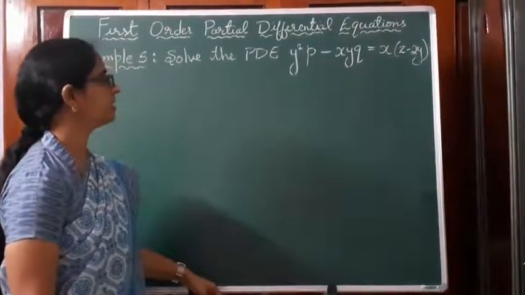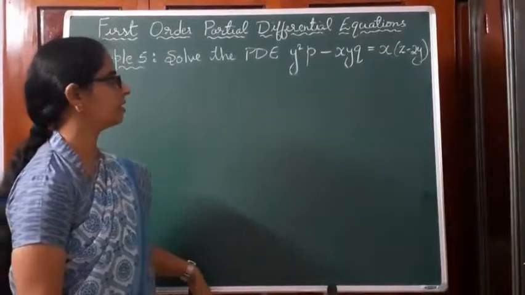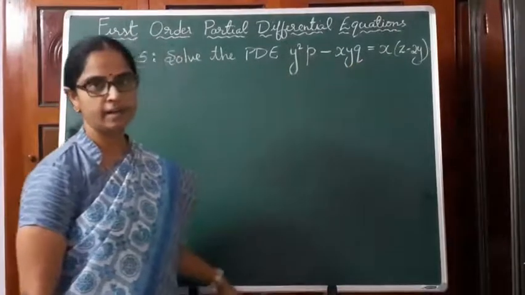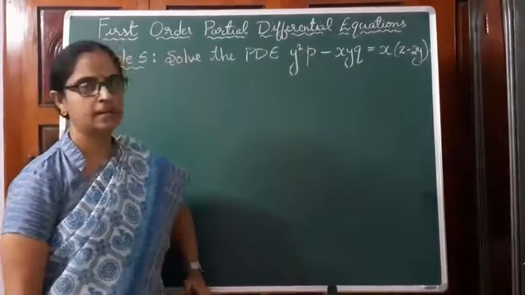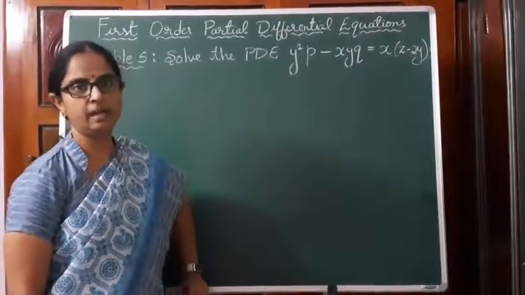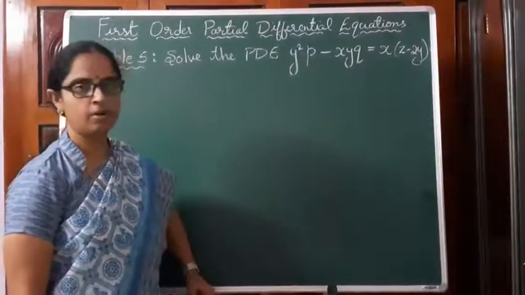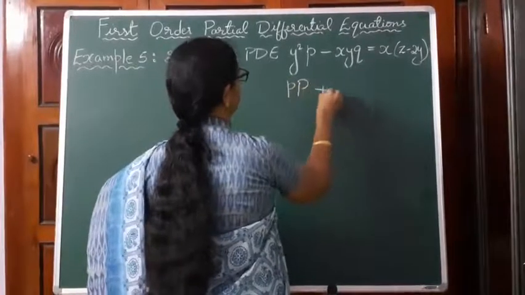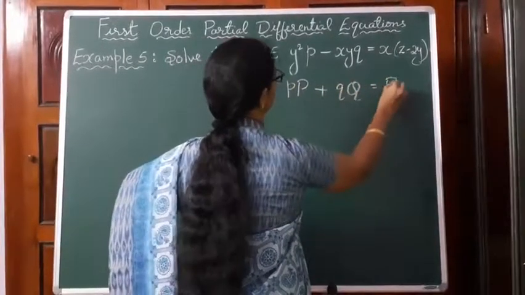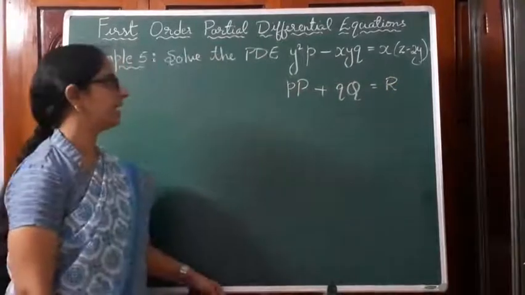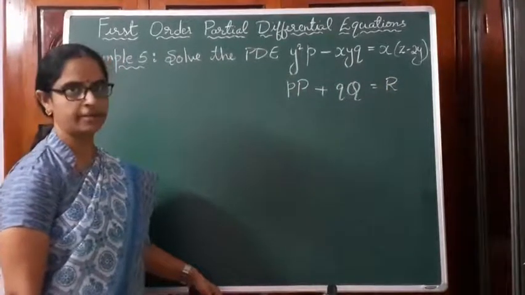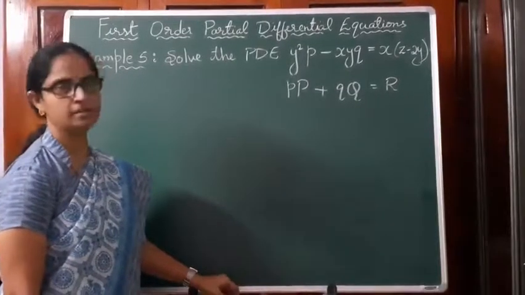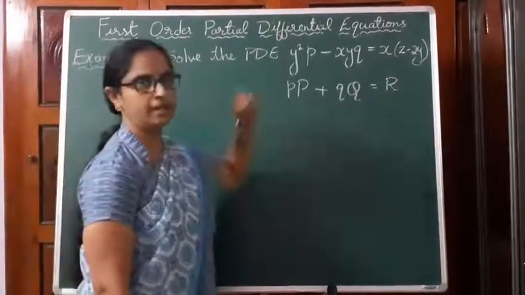Now see if this is a linear differential equation of first order. This is linear. This is of first order because we have only p and q. The degree of p and q is 1, and because p, q and z are not multiplied with each other, this is a linear partial differential equation. Moreover, this is of the form p into capital P plus q into capital Q is equal to R, that is Lagrange's form of equation. So we consider the subsidiary equations or auxiliary equations and we find the solution for this partial differential equation.